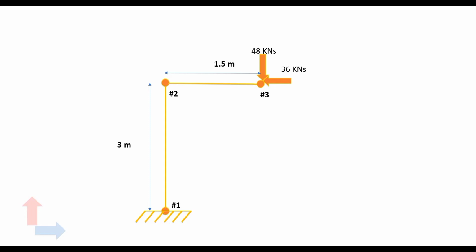So, as you understand then, that 60 kilonewtons inclined load is now being resolved into its vertical component and its horizontal component. The vertical component is 48 kilonewtons acting in the negative direction of the y-axis, and the horizontal component is 36 kilonewtons, which again is acting in the negative direction but of the global x-axis.